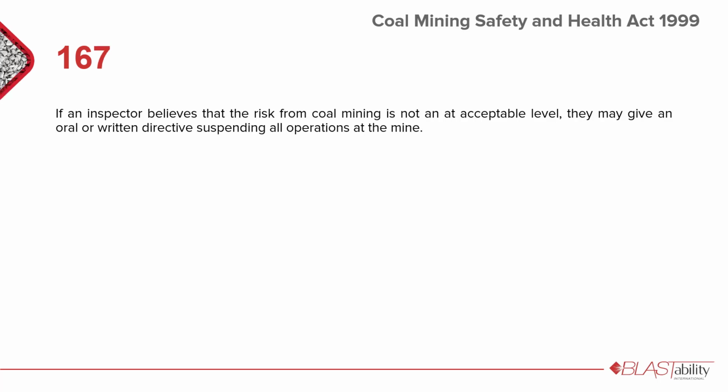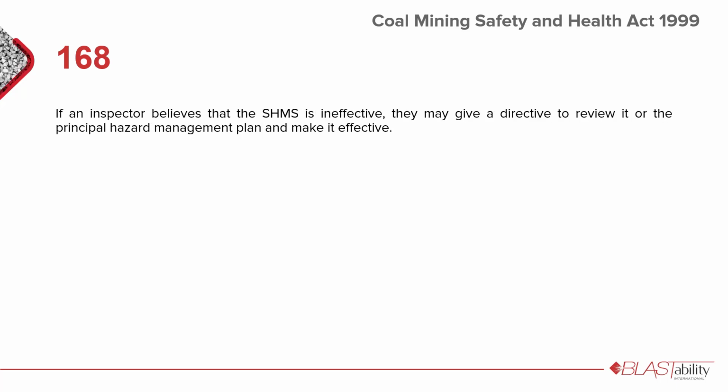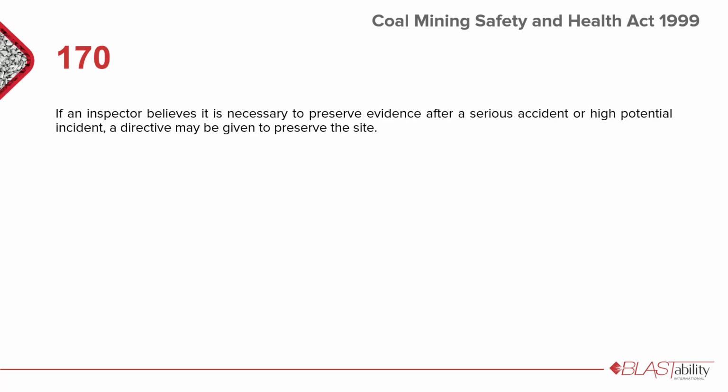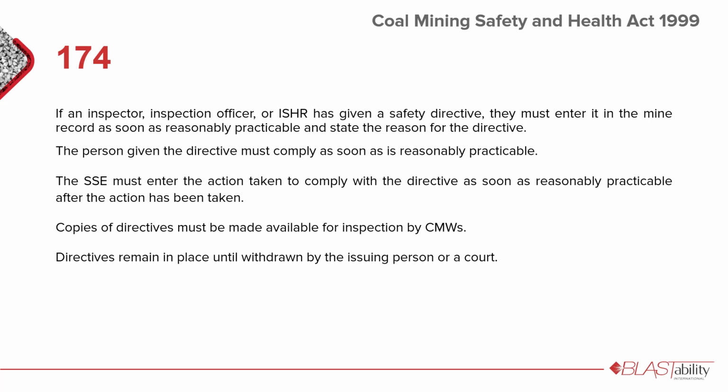167. If an inspector believes that the risk from coal mining is not at an acceptable level, they may give an oral or written directive suspending all operations at the mine. 168. If an inspector believes that the SHMS is ineffective, they may give a directive to review it or the Principal Hazard Management Plan and make it effective. 169. If an inspector believes that the SHMS is ineffective, the inspector may suspend operation. 170. If an inspector believes it is necessary to preserve evidence after a serious accident or high potential incident, a directive may be given to preserve the site.